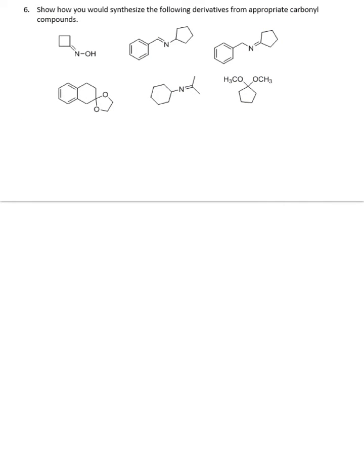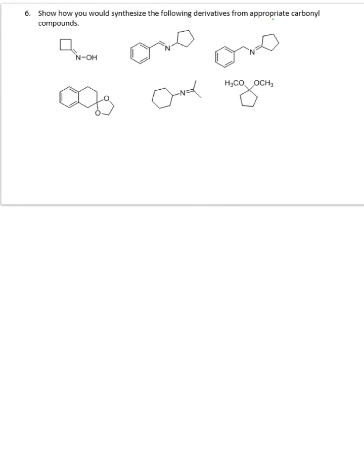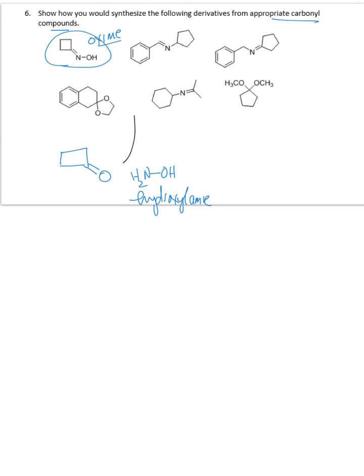Okay, this problem is: show how you would synthesize the following derivatives from the appropriate carbonyl compounds. So this here is an oxime. That's a functional group called an oxime. It comes from a ketone and a primary amine, which is called hydroxylamine. And so when these come together, you lose a molecule of water, which is the two hydrogens here and the oxygen there.